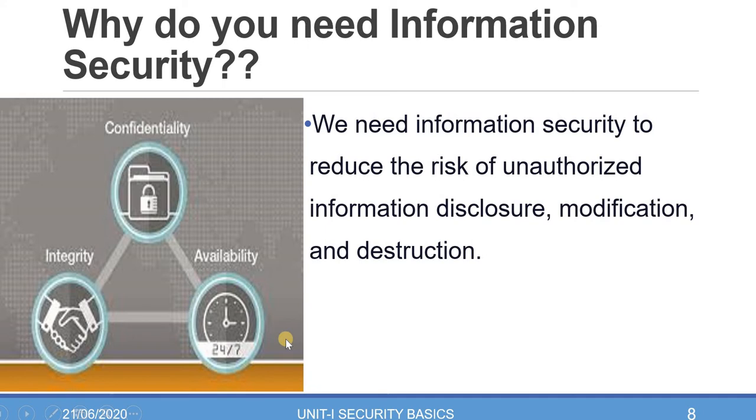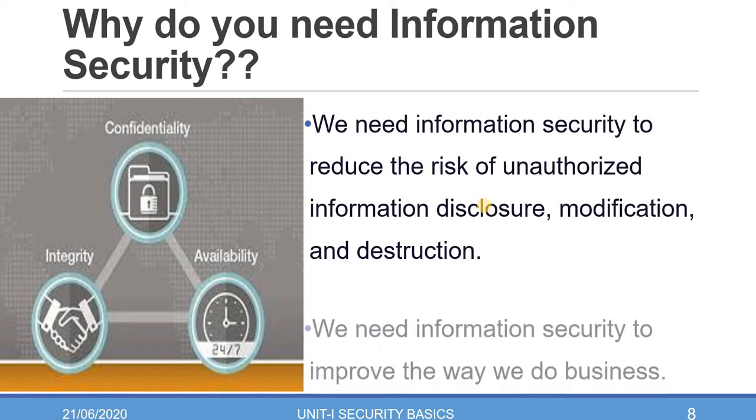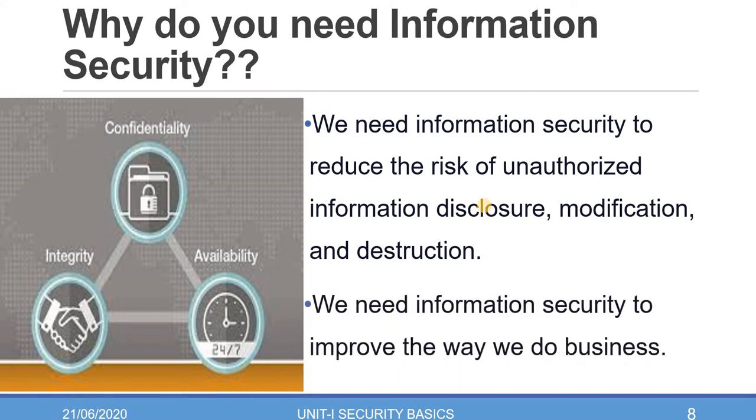24 hours data is available. So for confidentiality of information, integrity and availability, all these three parts you can achieve through information security. You are focusing on these three main parts. We need information security to improve the way we do business.